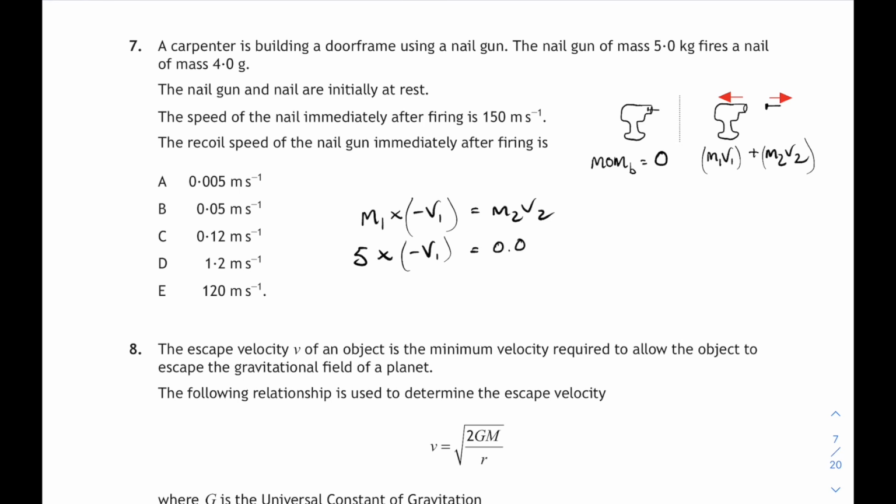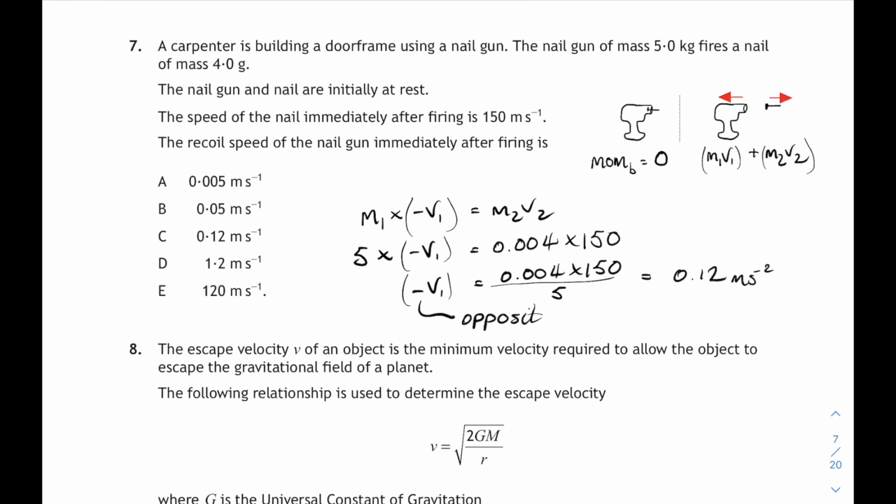Don't forget to change that into kilograms: 0.004 times the velocity of the nail, 150. And then rearranging that and finding negative V1 will be equal to 0.004 times 150 divided by 5. And that gives us an answer of 0.12 meters per second. And remember, that's in the opposite direction to the velocity of the nail. So that's answer C.